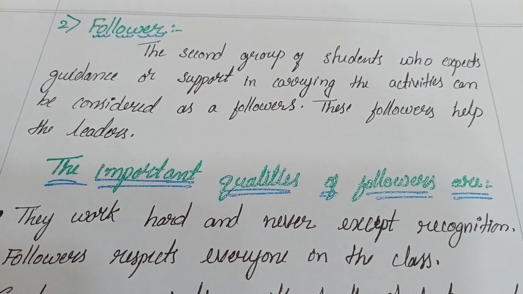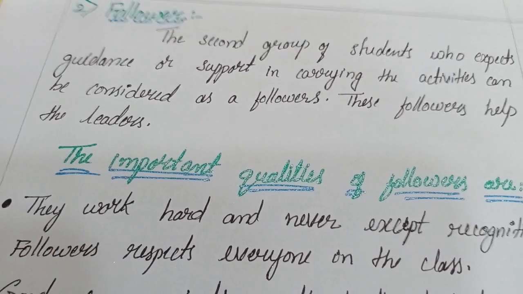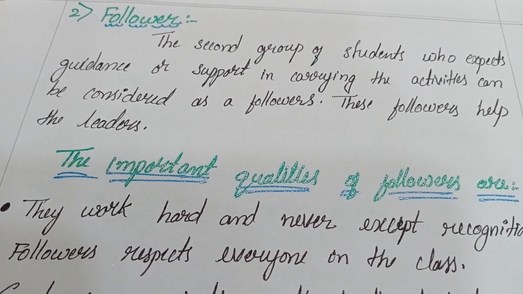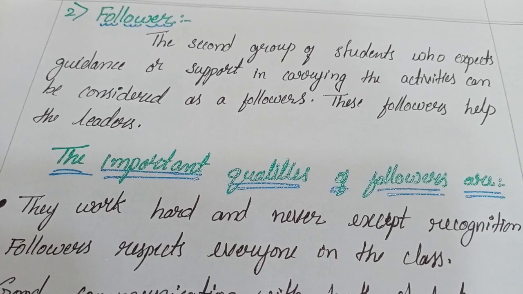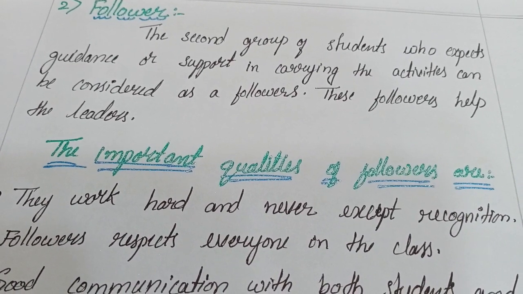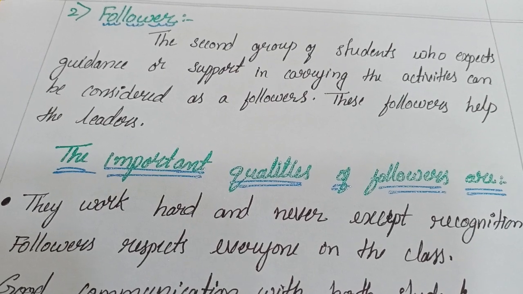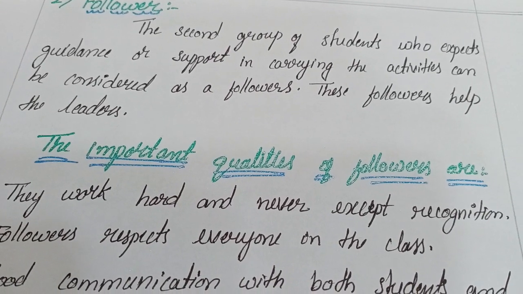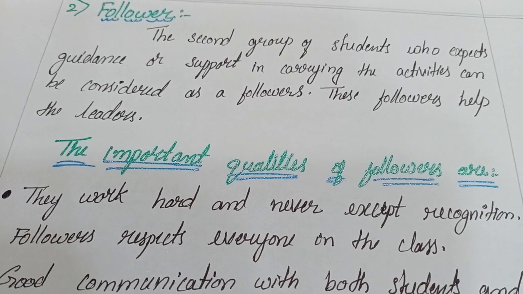They have to give support to the leader, because she is not able to handle all the children in the classroom. That's why the follower has to give support and guidance, for whom? For the leaders. These followers help the leader. What are the followers doing? The followers help the leaders.